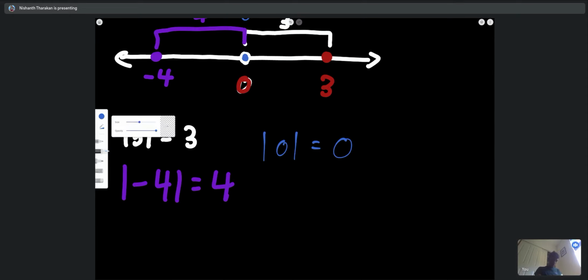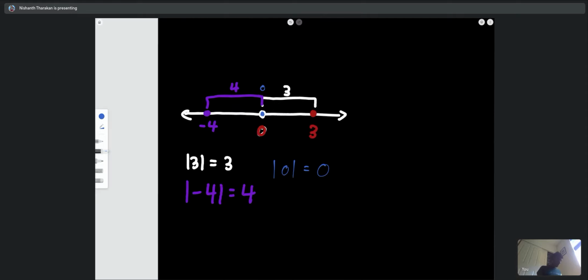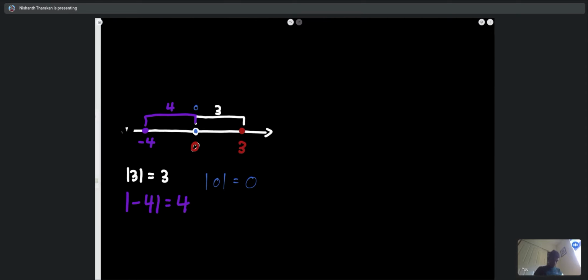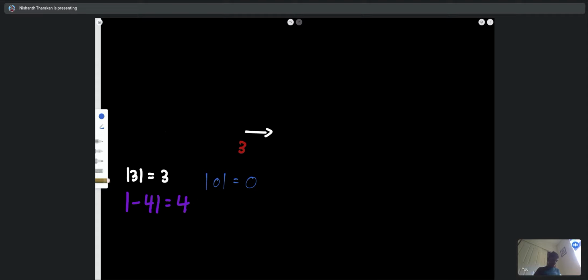Now if you've noticed, all of these numbers have been positive. And that's the whole basis of absolute value. No matter what number you put in here, it will always be positive unless it's 0, in which case it's 0. So we can write it out like this. Now, we can write it like this.